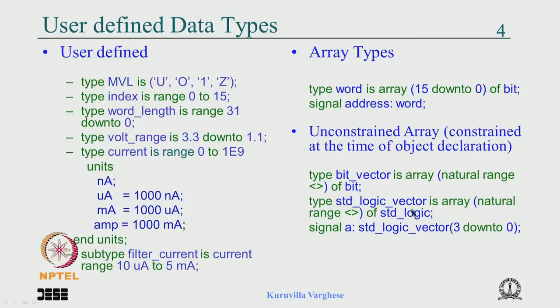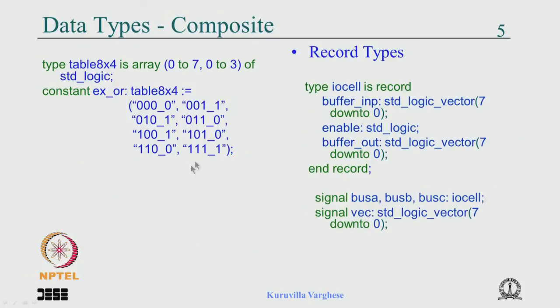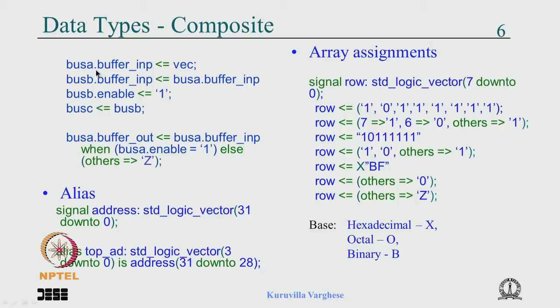And we have looked at the unconstrained array, and we said that standard logic array is defined as unconstrained. That's why you constrain it when we use it. And you can have multi-dimensional arrays, any number of dimensions, and we have seen an example of that. And you can have a record, whereby related signals or variables can be put together, and this shows input, output, enable of tri-state gates put together. You can assign like a record or structure in C, the similar syntax is used, and the individual component within is accessed with the dot.